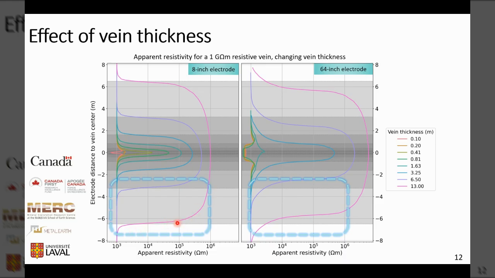If we compare the vein boundaries, we see that the N8 electrode reaches its maximum value sooner than the N64 electrode. So it means that the N64 electrode is more affected by the vein boundaries in comparison to the 8-inch electrode. And then if we look at the data for vein thicknesses smaller than the electrode spacing, we see that both electrodes will treat the resistive vein as a conductive feature.